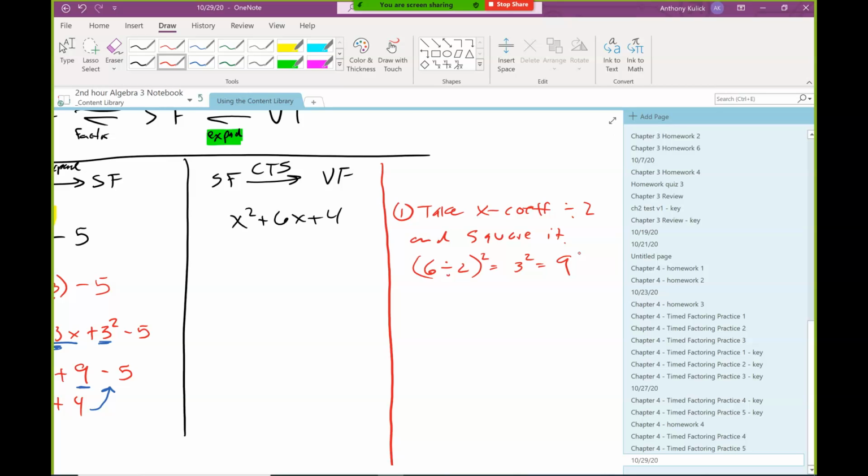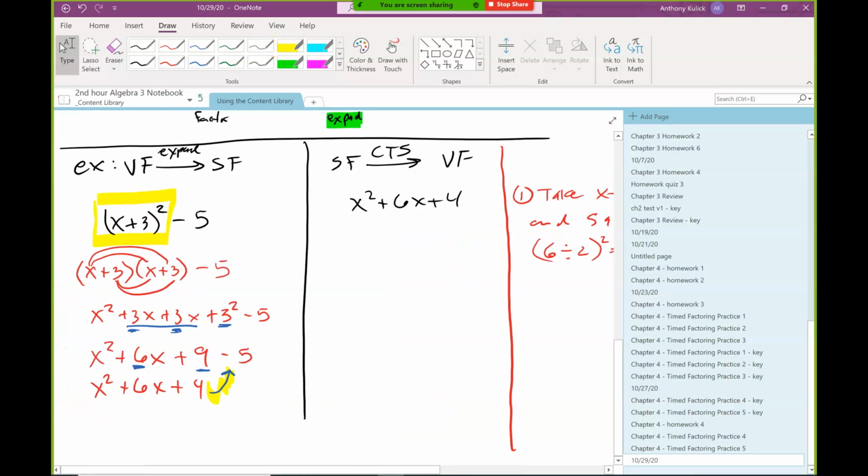Now the question here becomes, how do I add 9 and still maintain equality? Mr. Kulik? Yes. How can we get that first step again? So the idea is I'm trying to move backwards here. And that's how I'm going to come up with the 9 that's going to go here. Okay, I see. Thank you. You're welcome.